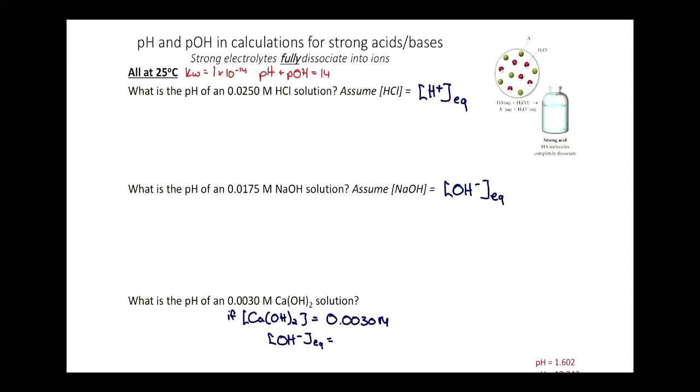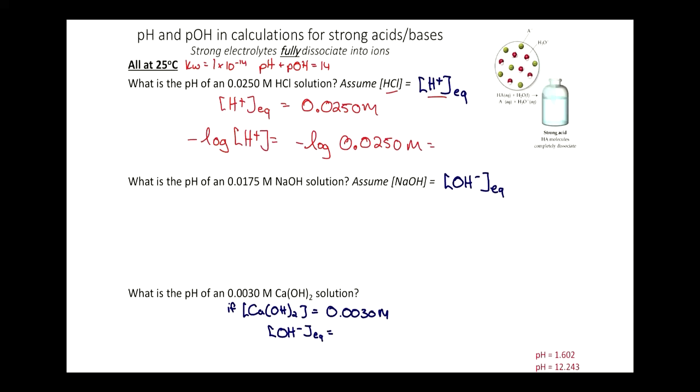So HCl is a strong acid, so we're going to assume it fully ionizes. We're assuming that the HCl concentration is the same as the H plus concentration. So given this information, we can say, okay, the H plus concentration at equilibrium is coming from that strong acid. It's 0.0250 molarity. So to calculate the pH, we simply just take the negative log of the H plus value we just got. So negative log 0.0250 molarity, and that equals something, it's in the corner written there, 1.602.